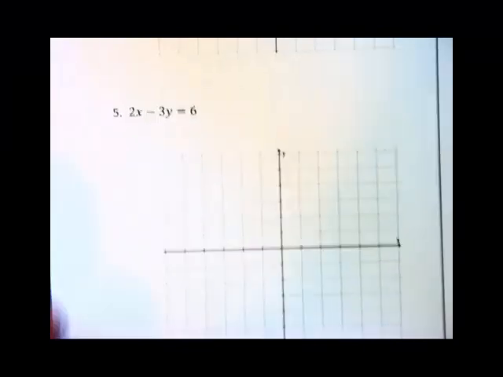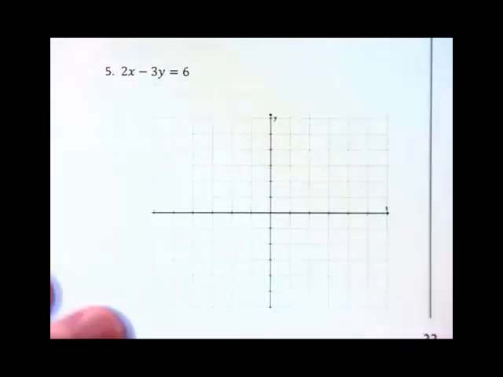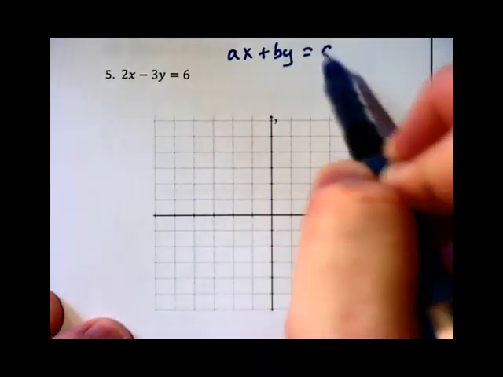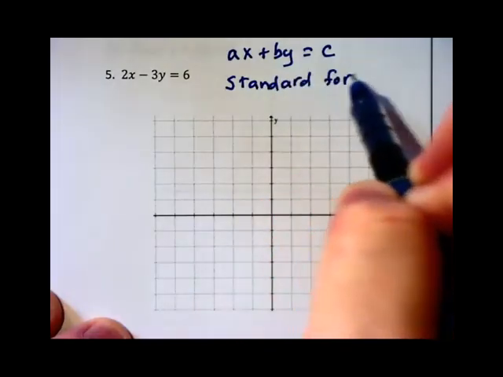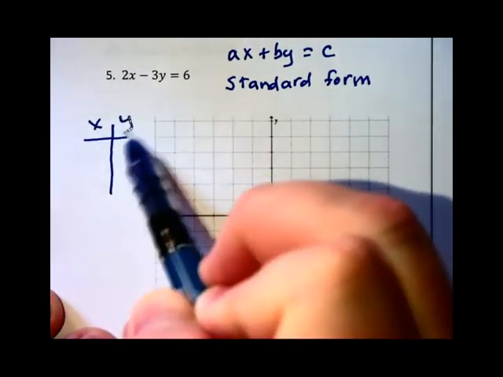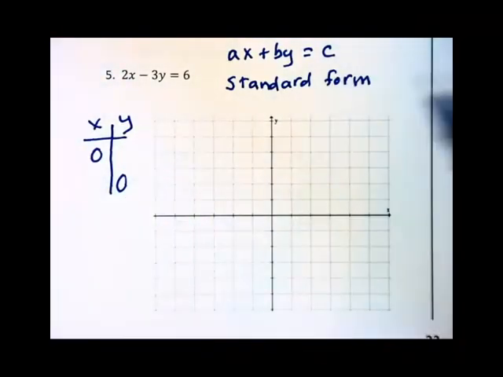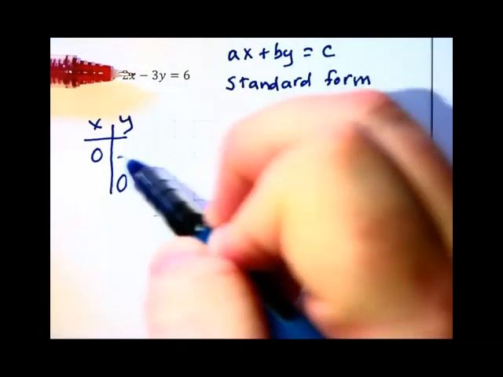Here we go. Notice on number 5 here that the lines are already in this standard form, and I'll write this down this time. Ax plus By equals C is the standard form of a line. And when it's in this standard form, we're going to graph using intercepts, letting each x and y have a turn being 0. And when we let x be 0, covering that over, we are left with negative 3y equals 6. If we divide each side by negative 3, we get y equals negative 2.